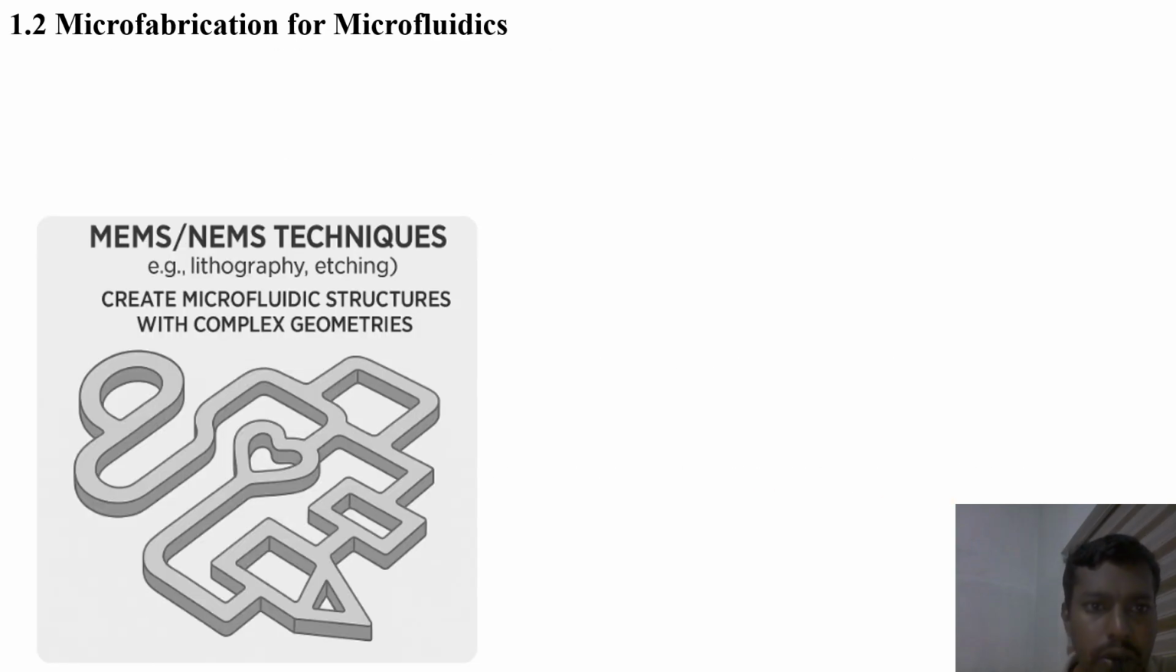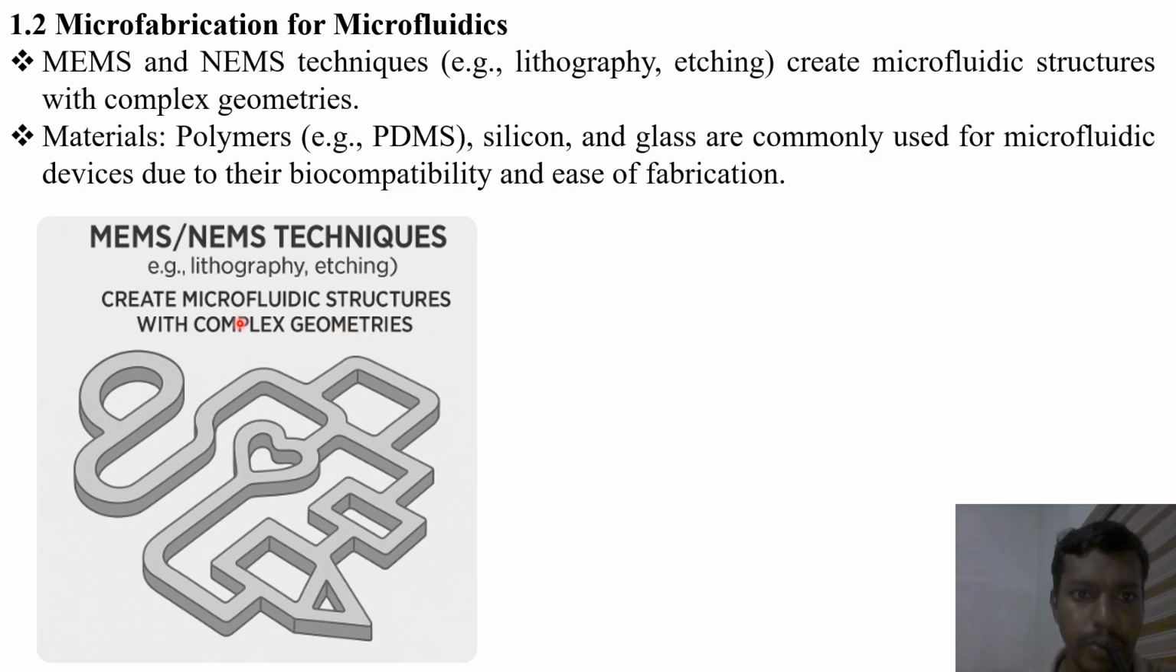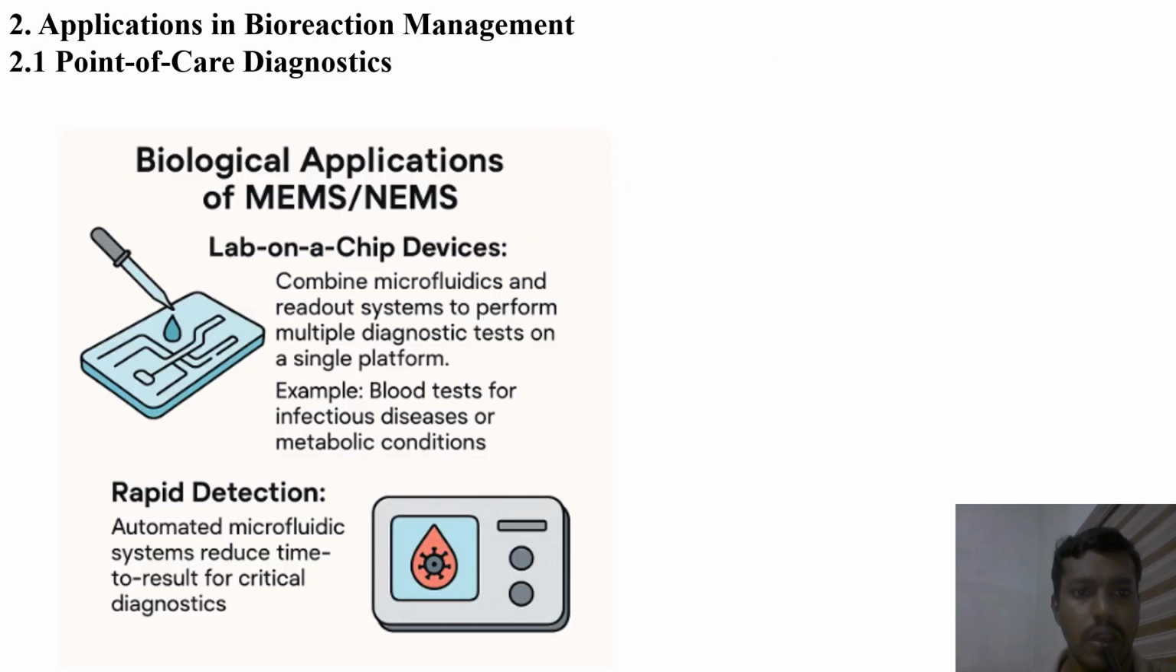Then microfabrication for microfluidics. So this diagram, it is an AI generated picture. It is a complex geometry. It is an example of a MEMS NEMS technique. By using lithography or etching, we can create microfluidic structures with a complex geometry by using polymer, silicon, glass, etc.